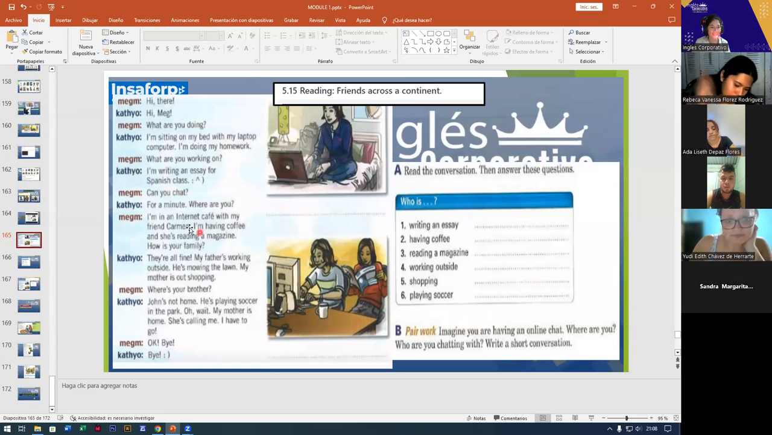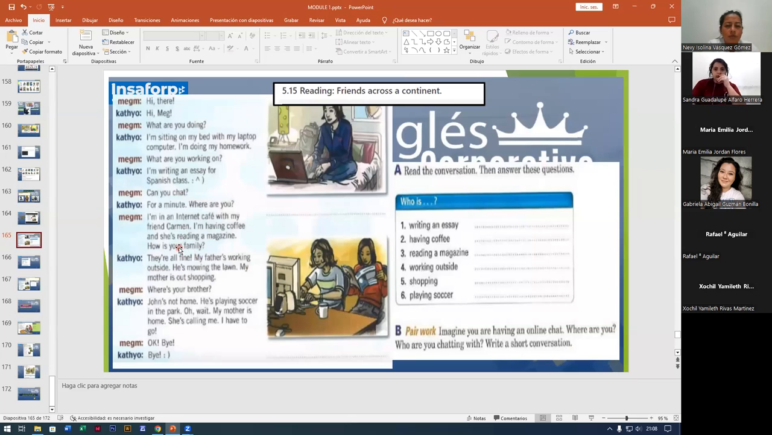Can you chat? Nice. That's good. Sandra Margarita. For a minute, where are you? That's good. Nevi, continue, please. I'm in an internet cafe with my friend Carmen. I'm having coffee, and she's reading a magazine.